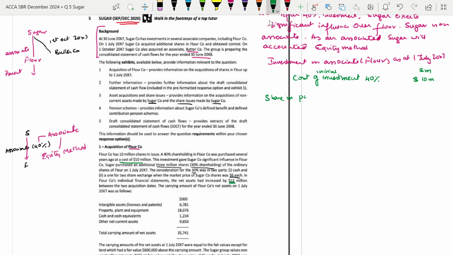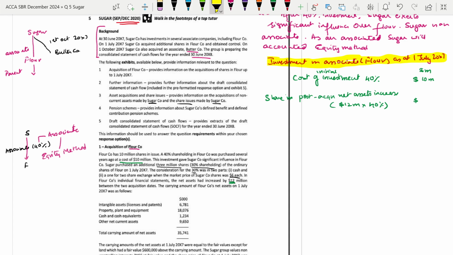Share in post acquisition net assets increase. How much has it been increased? 12 million. What is the share? Share is 40%. What is this calculation we are making? This is the calculation of investment in the associate as at when?